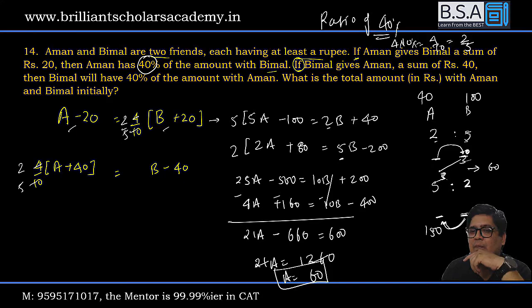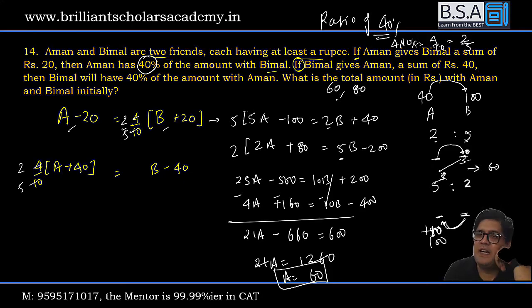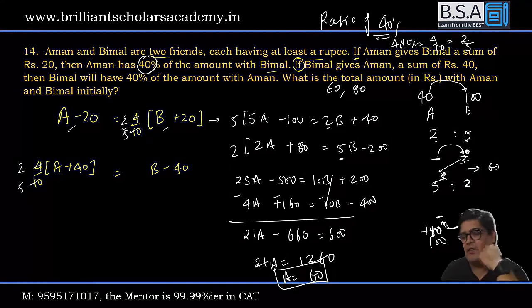Multiplied by 20, so 100. This will be equal to 100 and 60. Now listen, this one has given 20 rupees. That means Aman earlier had 60 rupees. Bimal had 80. This one will give 40, this one will give 40, then this one becomes 100 and this one becomes 40. Yes, I am able to crack it through ratios also.